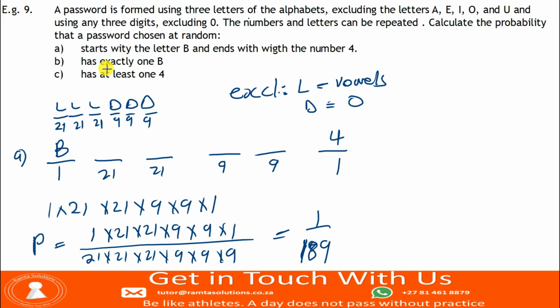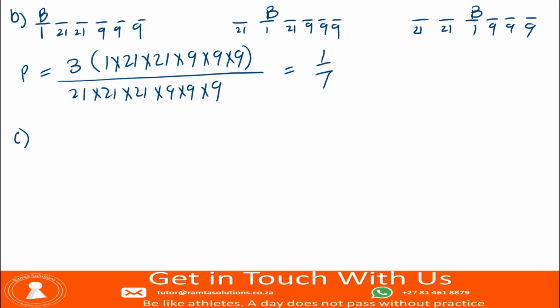Now, number C: the probability that a password chosen at random has at least one 4. This is where I'm going to use complementary events. Let me say not containing a 4. I think the mistake I've been making is to not write probability of 1. So not containing a 4 would be 1, 2, 3, 4, 5, 6.